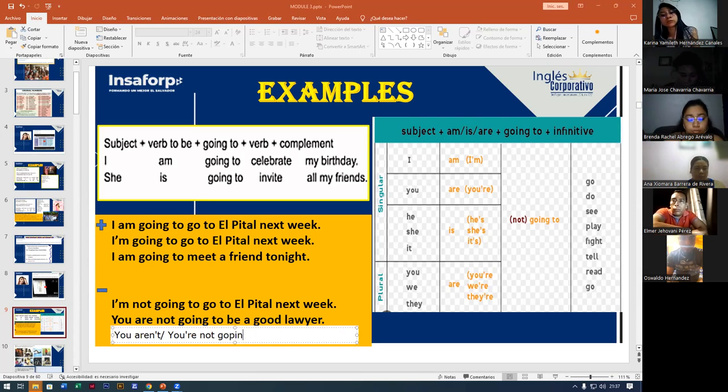going to be a good lawyer. So here we're making a prediction. In this case, it's not a plan, but it's a prediction that we have. But it's a negative form.